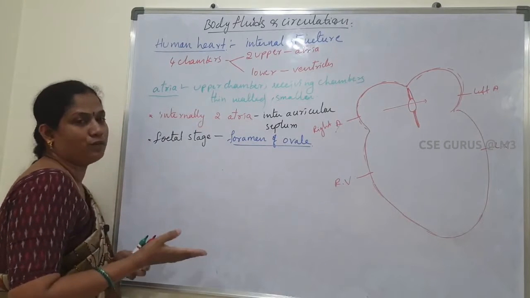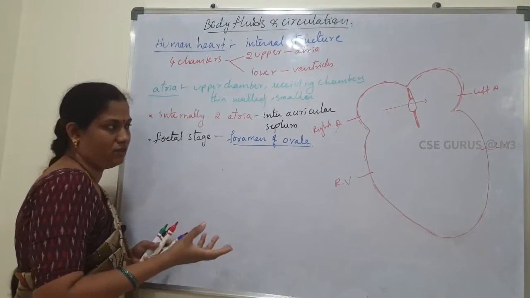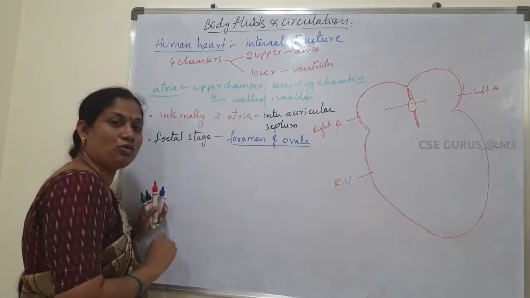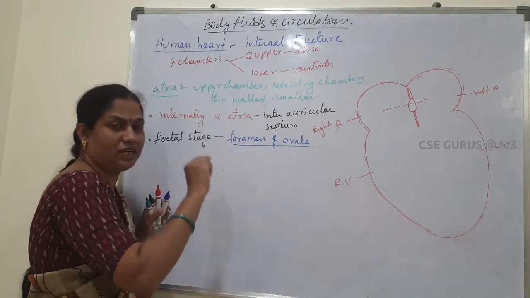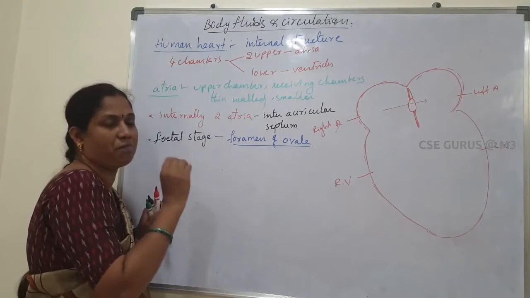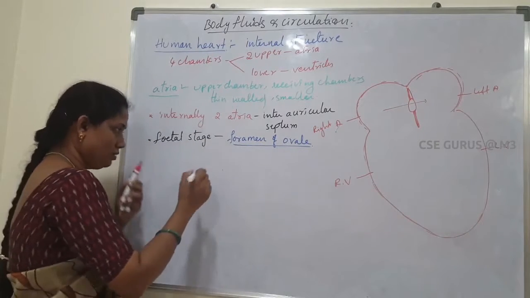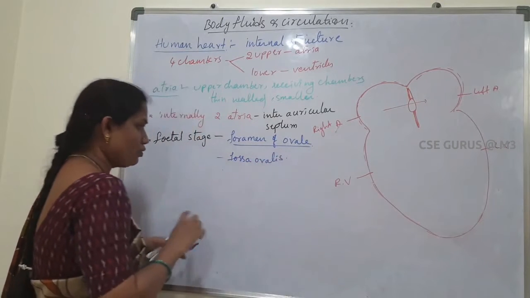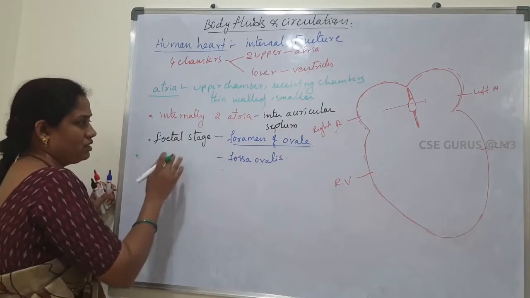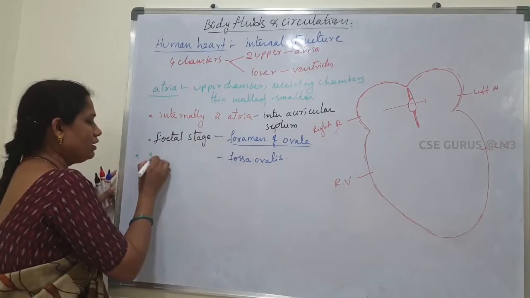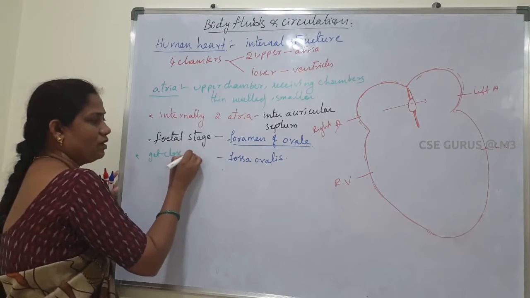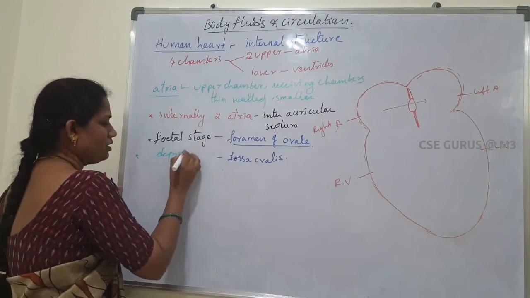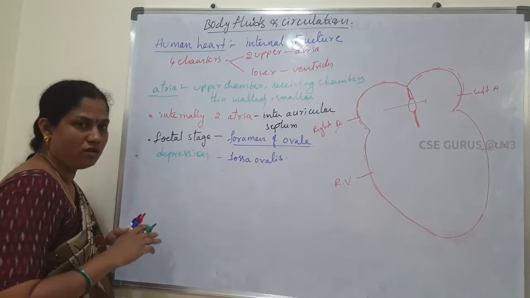Next, just before birth, when the lungs become functional, this pore gets closed. After that it forms a depression-like or patch-like structure. That patch is called fossa ovalis. Fossa ovalis means just a depression.